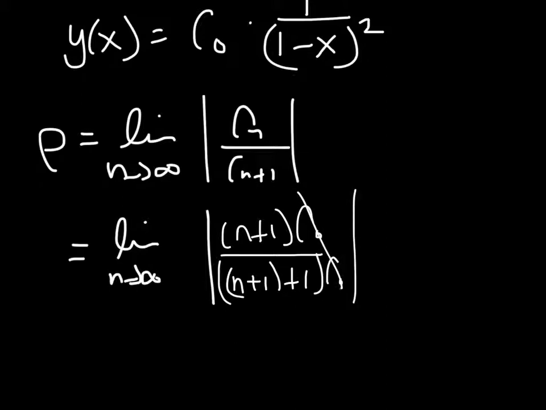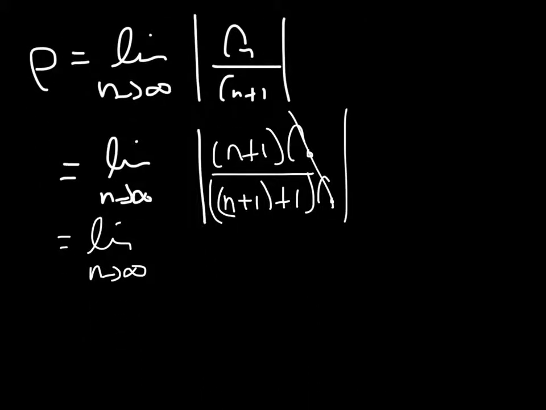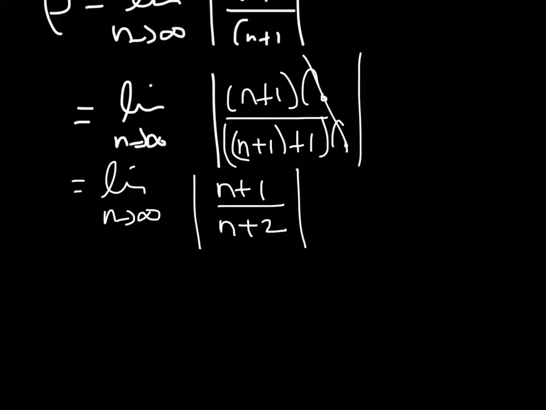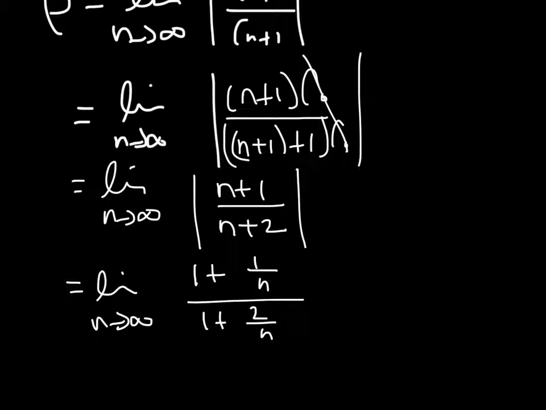That just means I'm replacing n with n plus 1. And this one's nice because c naught is going to be gone. The limit as n approaches infinity, and what do we have here? We have n plus 1 over n plus 2. This is nice because we can divide each term by n, or multiply by 1 over n. To help us evaluate this limit, we get 1 plus 1 over n all over 1 plus 2 over n.